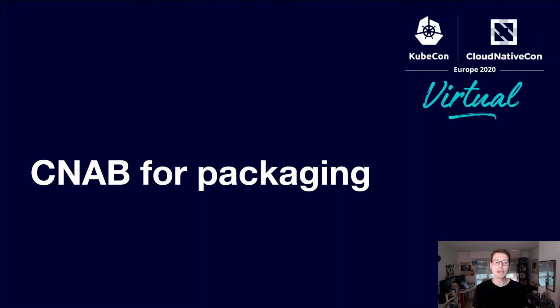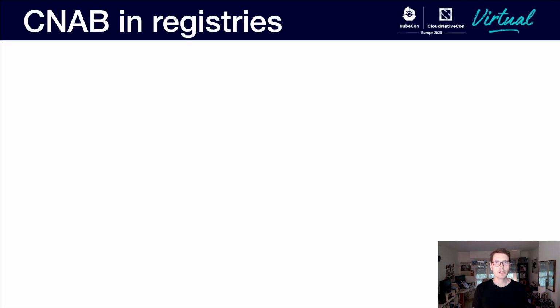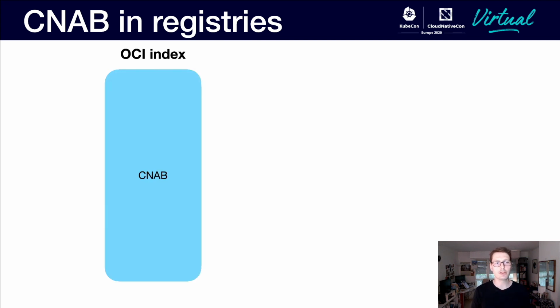Let's talk about some of the packaging for CNAB. So I didn't show you inside the demo how to push a CNAB to a registry, but I can talk to you about how this actually works. Each CNAB is represented by an OCI index. So this is one of the standard container objects that already exists. We've just reused what exists there.